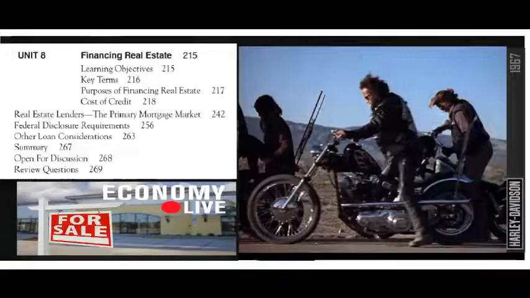www.google.com, www.yahoo.com, www.realtor.com, www.homeagain.com, www.realestate.com, www.zillow.com.